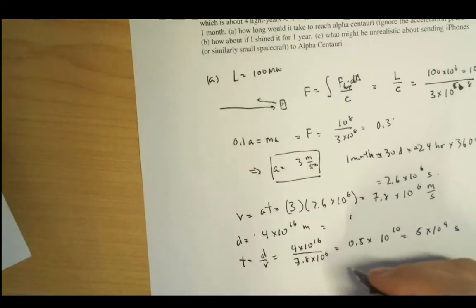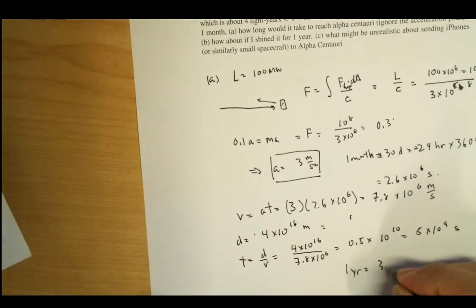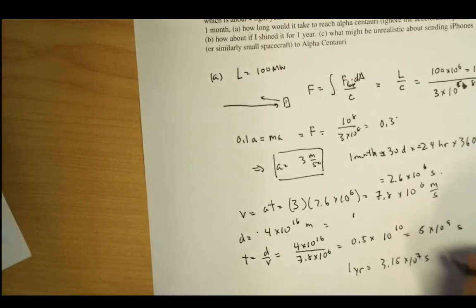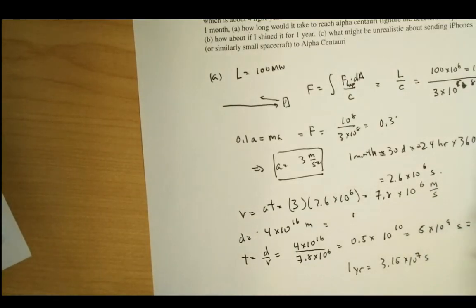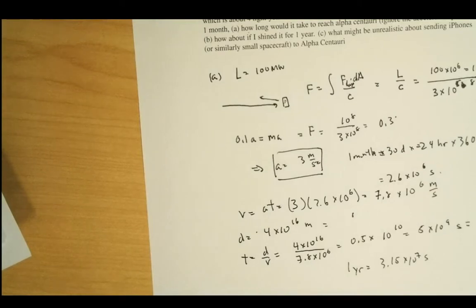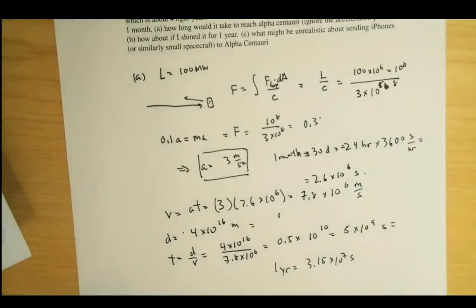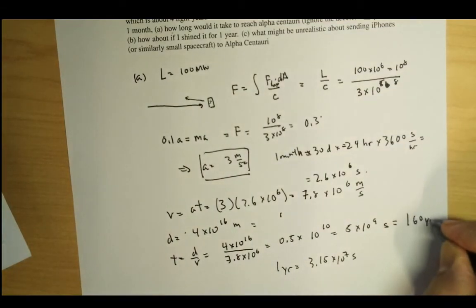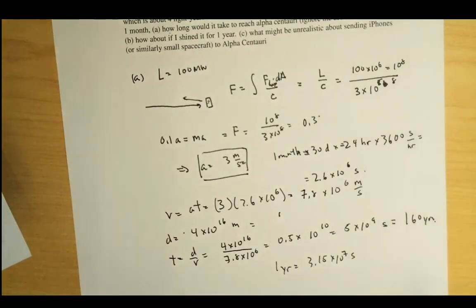Now, 1 year is equal to 3.15 times 10 to the 7 seconds. This is something you just know. So if we compute 5 times 10 to the 9 divided by 3.15 times 10 to the 7, that's about 160 years. Okay, that took a while.